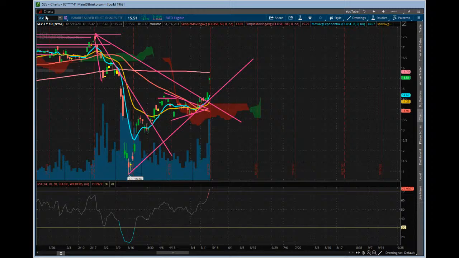So SLV, good stuff there. Yep, we just looked at that right there. Nice breakout the other day. It's now contained by the 200-day moving average, so let's see how that holds there.